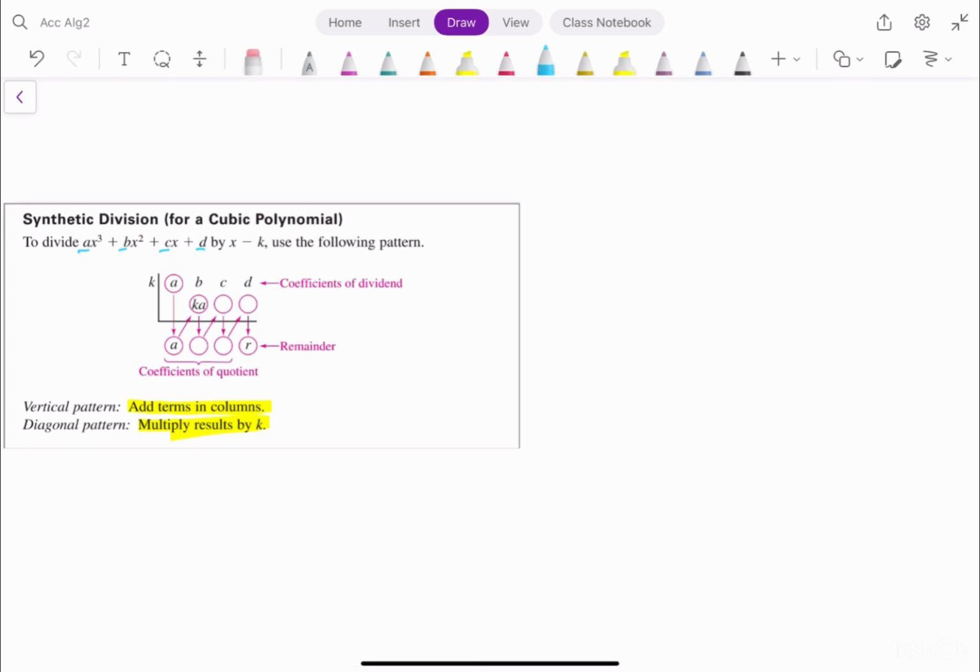So we have expression ax cubed plus bx squared plus cx plus d, and that needs to be divided by a linear function. So k will stand outside, that is my divisor, and we will write all the coefficients. Here's the thing, the vertical pattern, they add terms. We are not subtracting in this case, even though it is a division, we are not subtracting, we are adding. Vertically we will be adding and diagonally we will be multiplying. How will it work? Let's understand with this example.